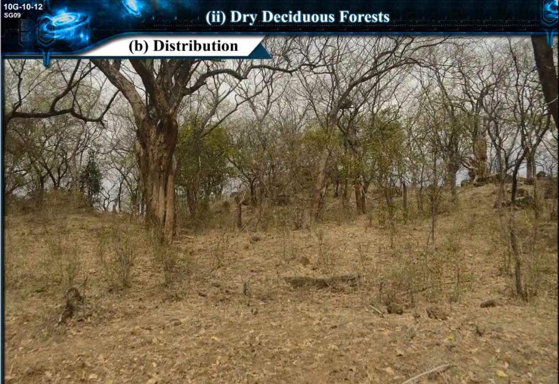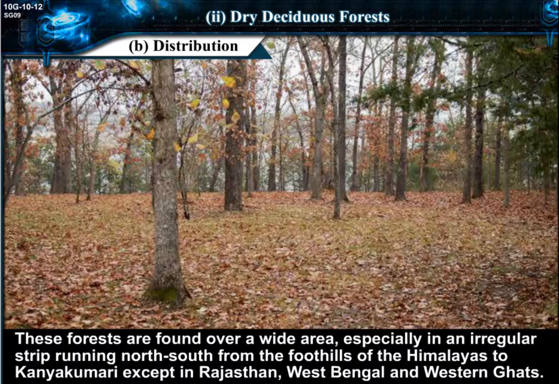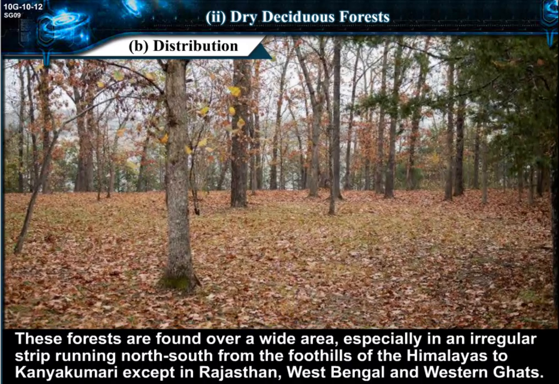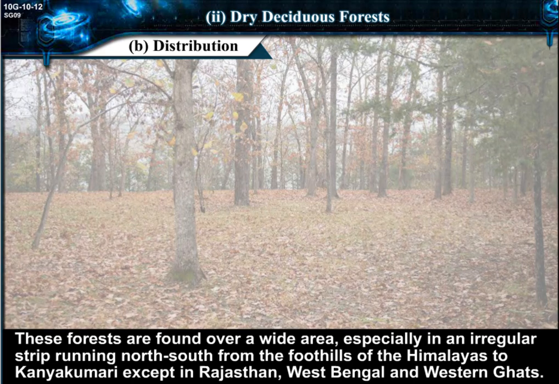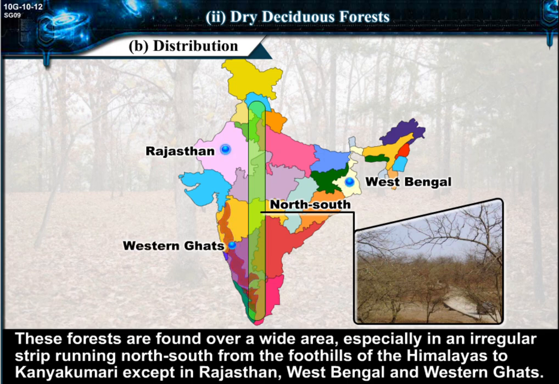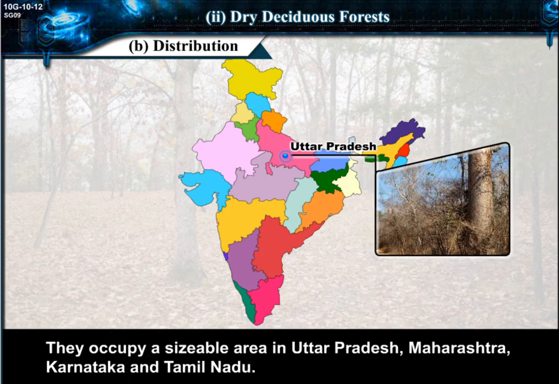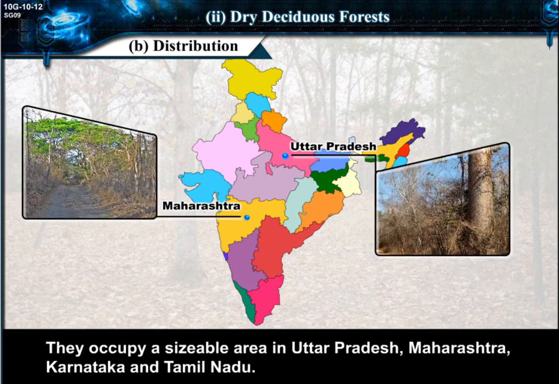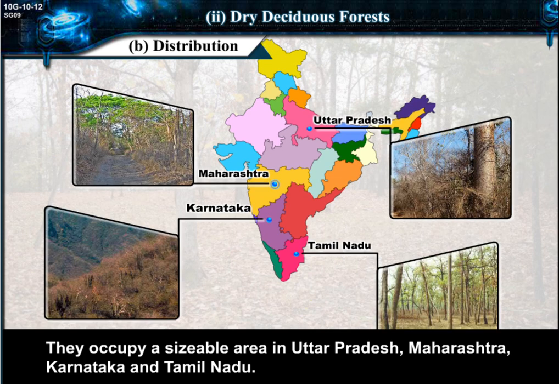B. Distribution. These forests are found over a wide area, especially in an irregular strip running north-south from the foothills of the Himalayas to Kanyakumari, except in Rajasthan, West Bengal and the Western Ghats. They occupy a sizable area in Uttar Pradesh, Maharashtra, Karnataka and Tamil Nadu.